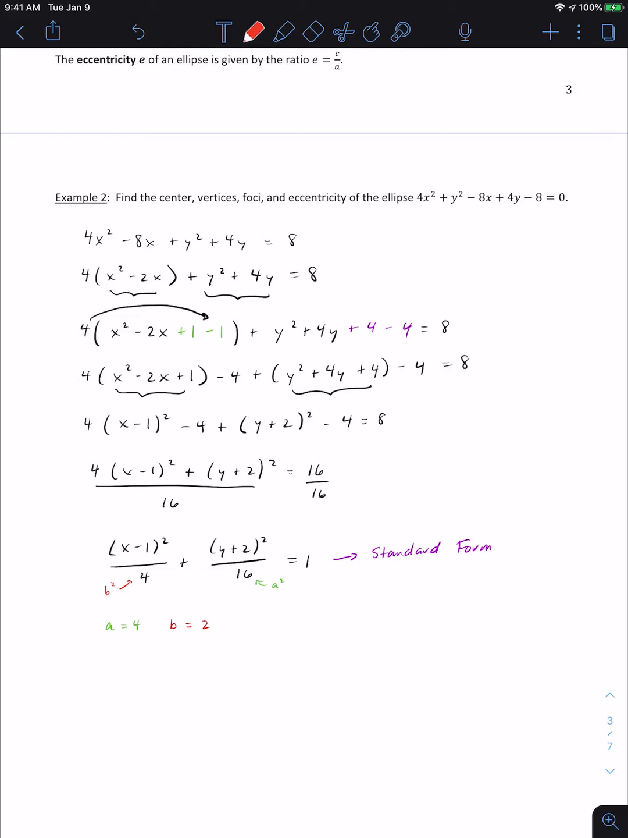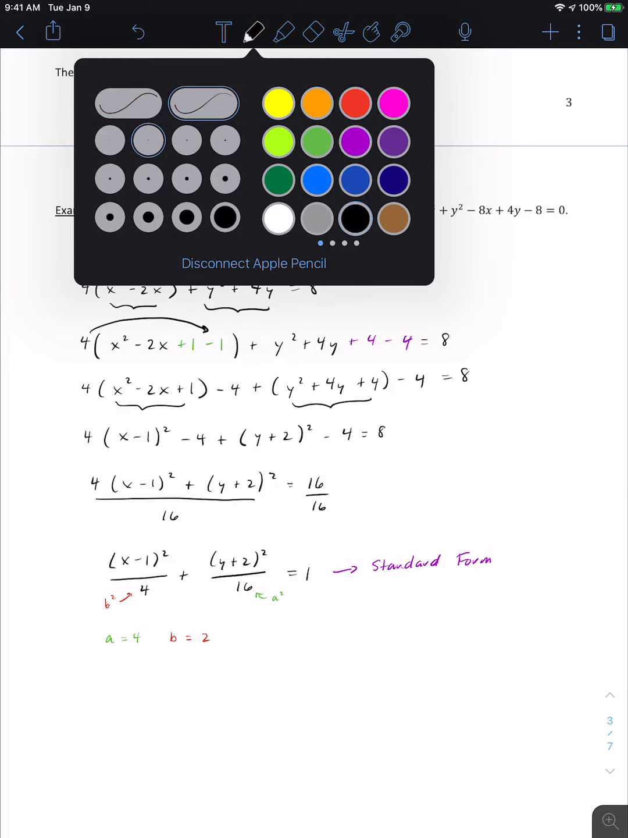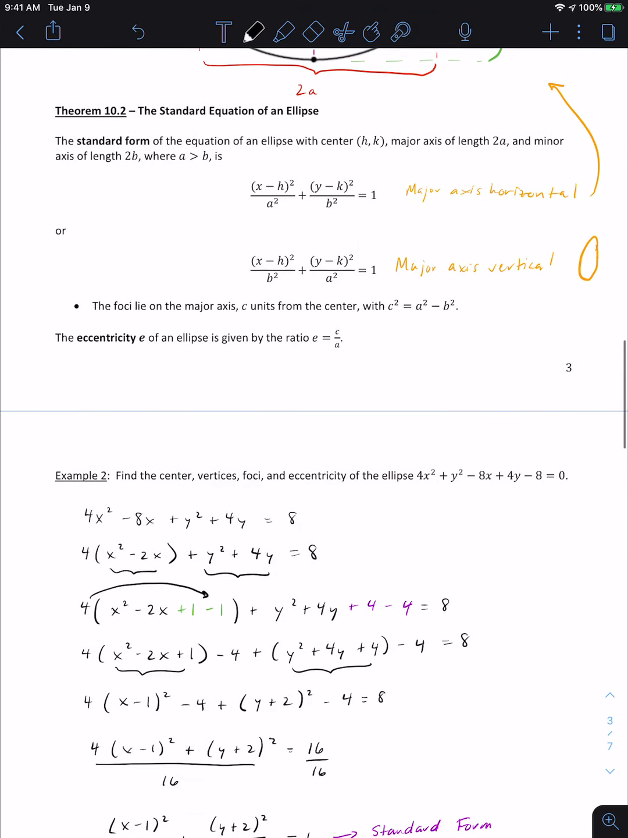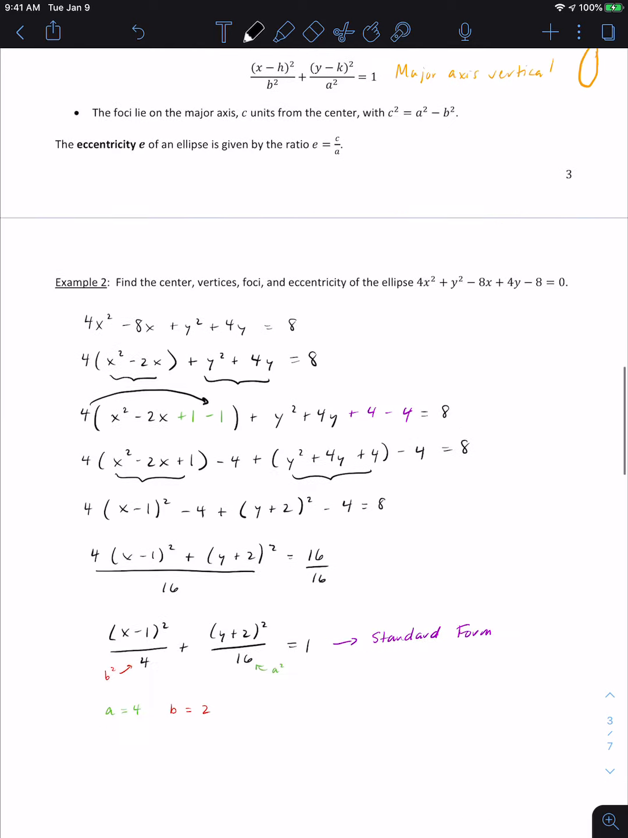So what does that mean? That means that the smaller denominator goes with x. Remember, if the smaller denominator goes with x, right, B is the smaller guy, then that means I have a major axis vertical.